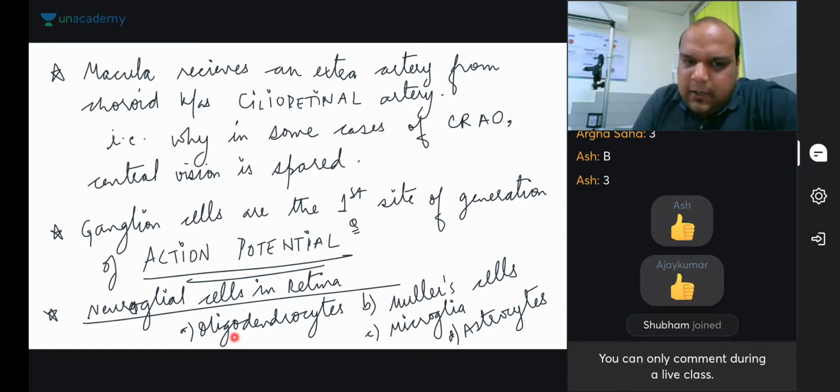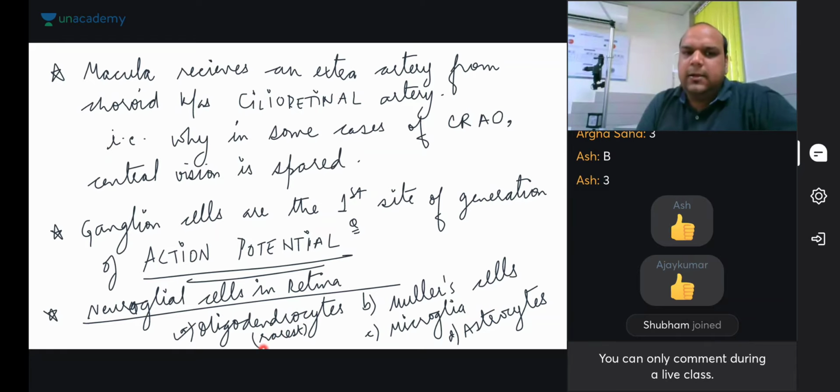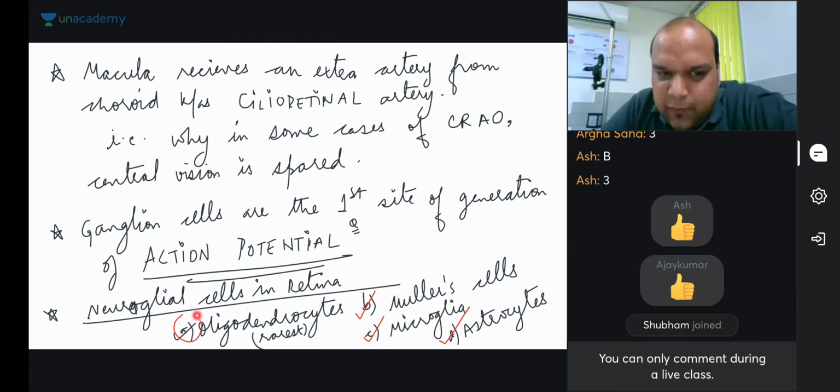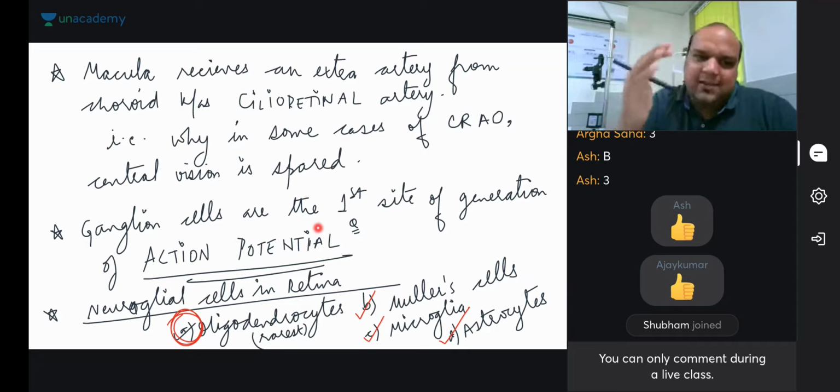The rarest of these are oligodendrocytes. Okay. So a question was asked once a long time back, 10 years back: all of the following are neuroglial cells in the retina except. The options were A, B, C, D. So we know Muller cells sure, we know microglia sure, we know astrocytes sure. So in that question, the answer was what, everybody? Oligodendrocytes, because oligodendrocytes are the rarest neuroglial cells in the retina.